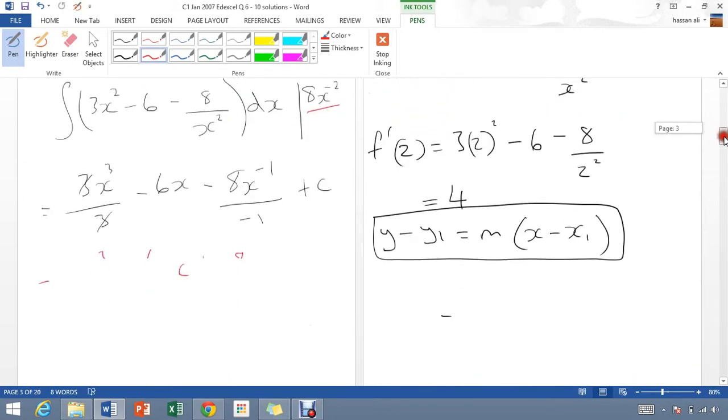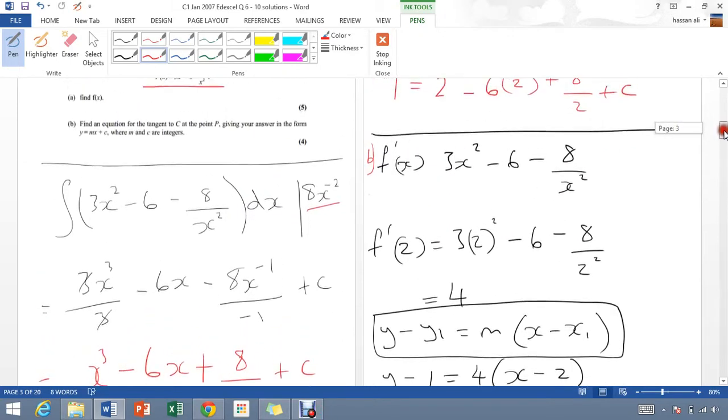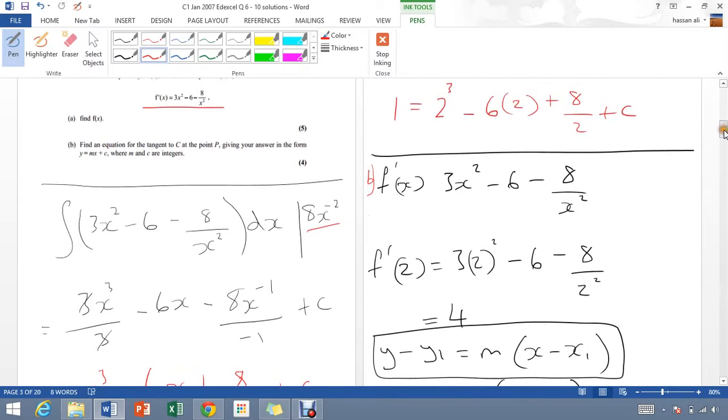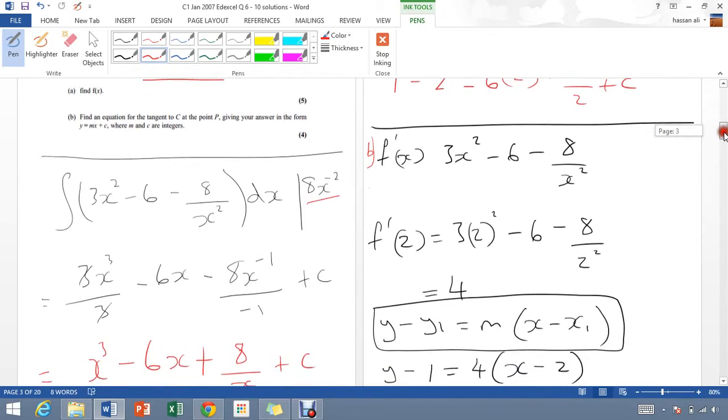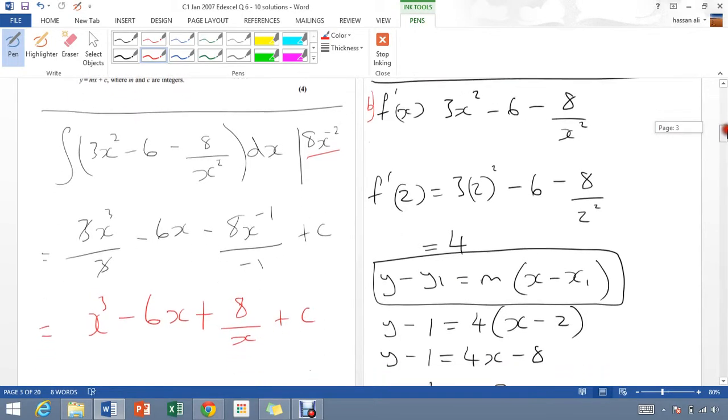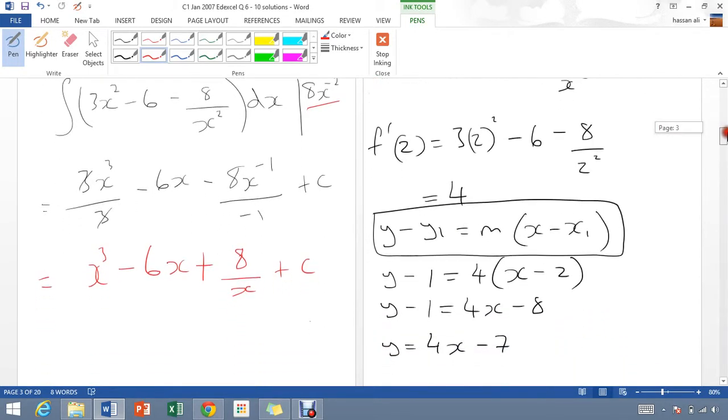Now this is the equation you need to be familiar with: y minus y1 equals m times x minus x1. For your value of y1, you use what they're giving you, which was 1, and the value of x1 you use 2. The value of m we found out, which is 4 over here. So therefore, when you simplify this, multiply out the bracket, it is now in the format of y equals mx plus c, but in this case it is minus 7.